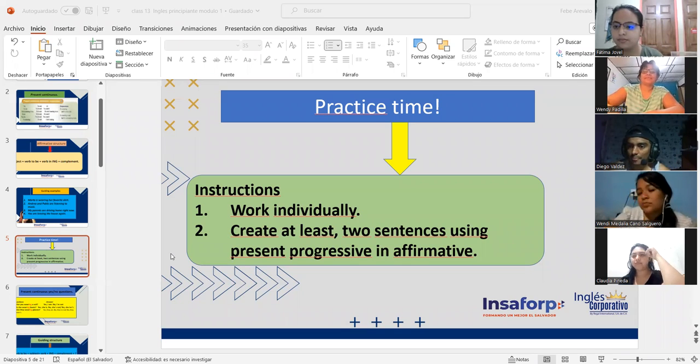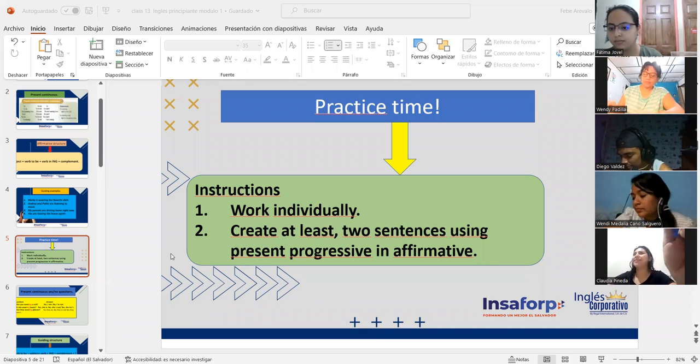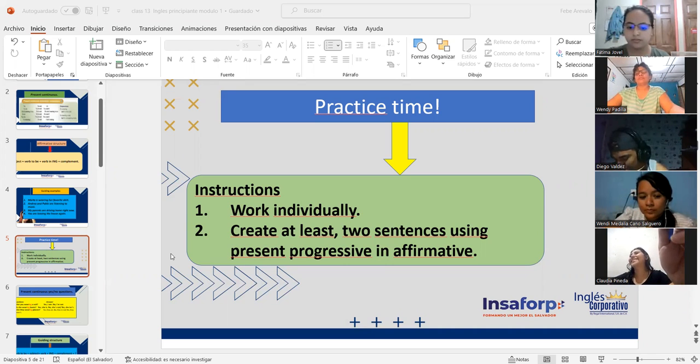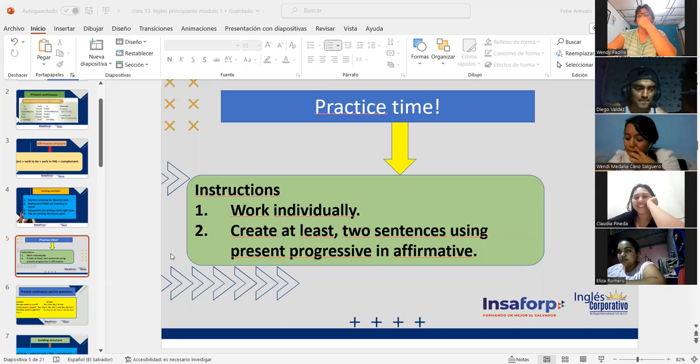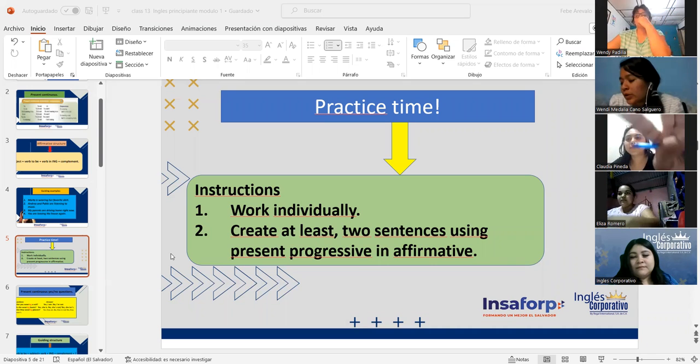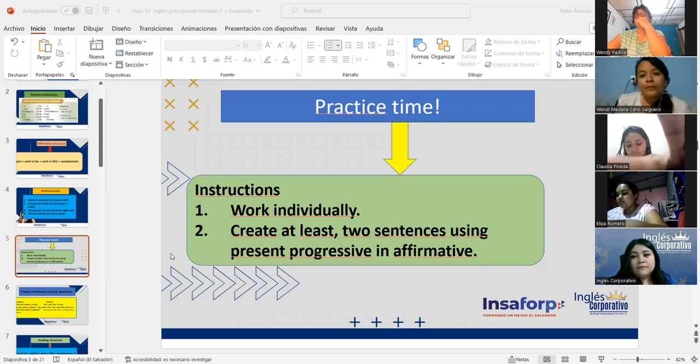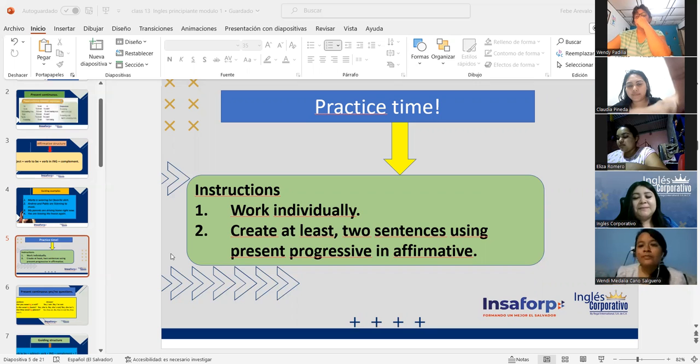Excellent. Action, Diego, and then Wendy Salguero. Okay, my friends are playing soccer. And our are watching TV. Very good. Excellent, Mr. Valdez. Thank you. Let's go, Miss Salguero, and after Miss Salguero, Miss Pineda. Okay. My mother is cooking breakfast. She is sleeping in her bathroom. All right, excellent, very good, both of them. Qué bueno, hasta ahorita no he encontrado ningún grammatical mistake. Action, Miss Pineda.